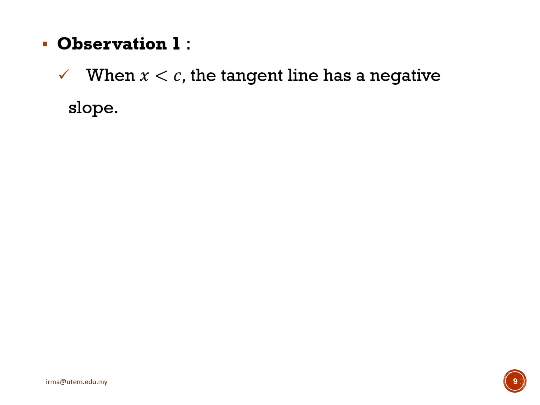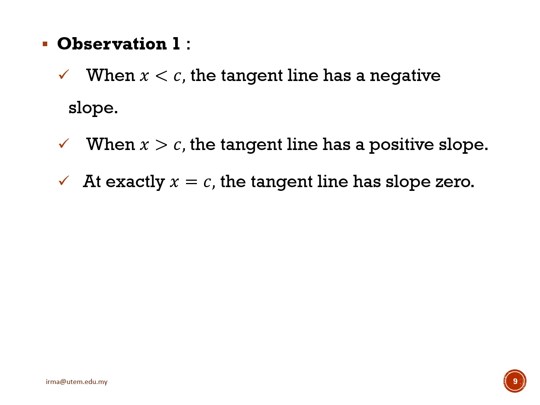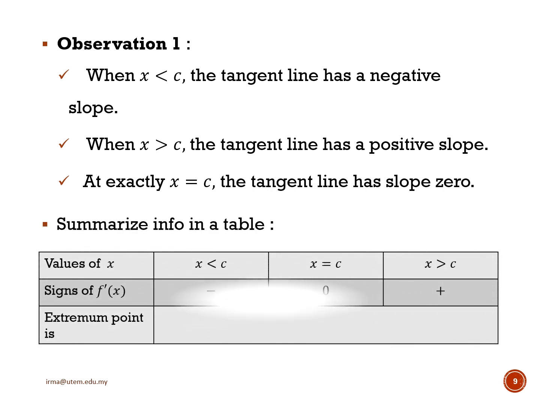So let's consider the observations. The first observation: when x is less than c, the tangent line has a negative slope. When x is greater than c, the tangent line has a positive slope. And at exactly x equal to c, the tangent line has slope 0. So we can summarize the information in a table.